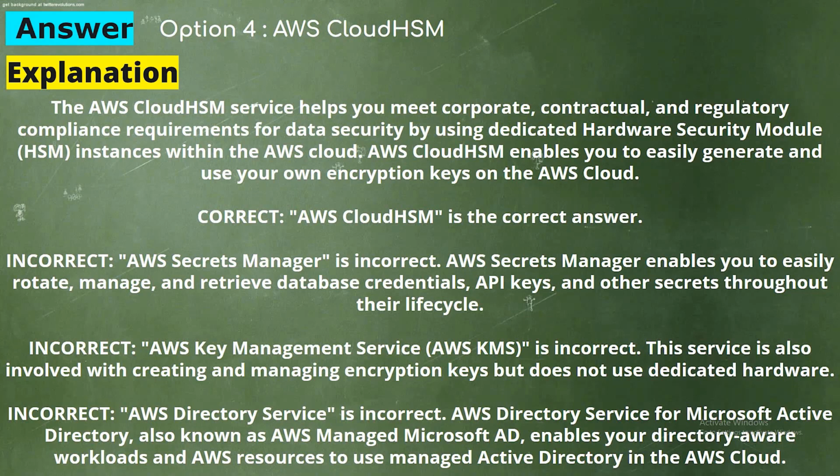Incorrect. AWS Secrets Manager is incorrect. AWS Secrets Manager enables you to easily rotate, manage, and retrieve database credentials, API keys, and other secrets throughout their lifecycle. Incorrect. AWS Key Management Service, AWS KMS, is incorrect. This service is also involved with creating and managing encryption keys but does not use dedicated hardware. Incorrect. AWS Directory Service is incorrect. AWS Directory Service for Microsoft Active Directory, also known as AWS Managed Microsoft AD, enables your directory-aware workloads and AWS resources to use Managed Active Directory in the AWS cloud.